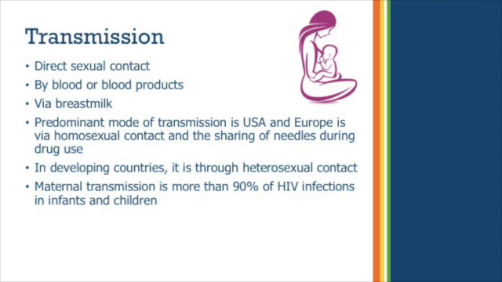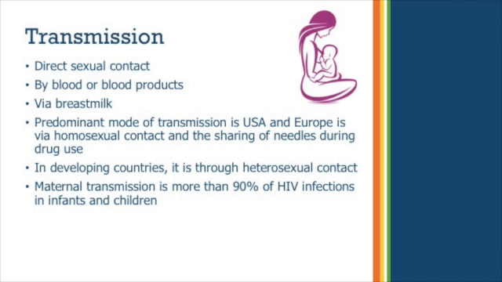HIV is transmitted by direct sexual contact, by blood or blood products or via breast milk. There is no evidence that HIV can be transmitted by casual contact or that the virus is spread by insect bites, as some people think. The predominant mode of transmission in the United States and Europe is via homosexual contact and the sharing of needles during drug use. In developing countries, the predominant mode of transmission is through heterosexual contact.